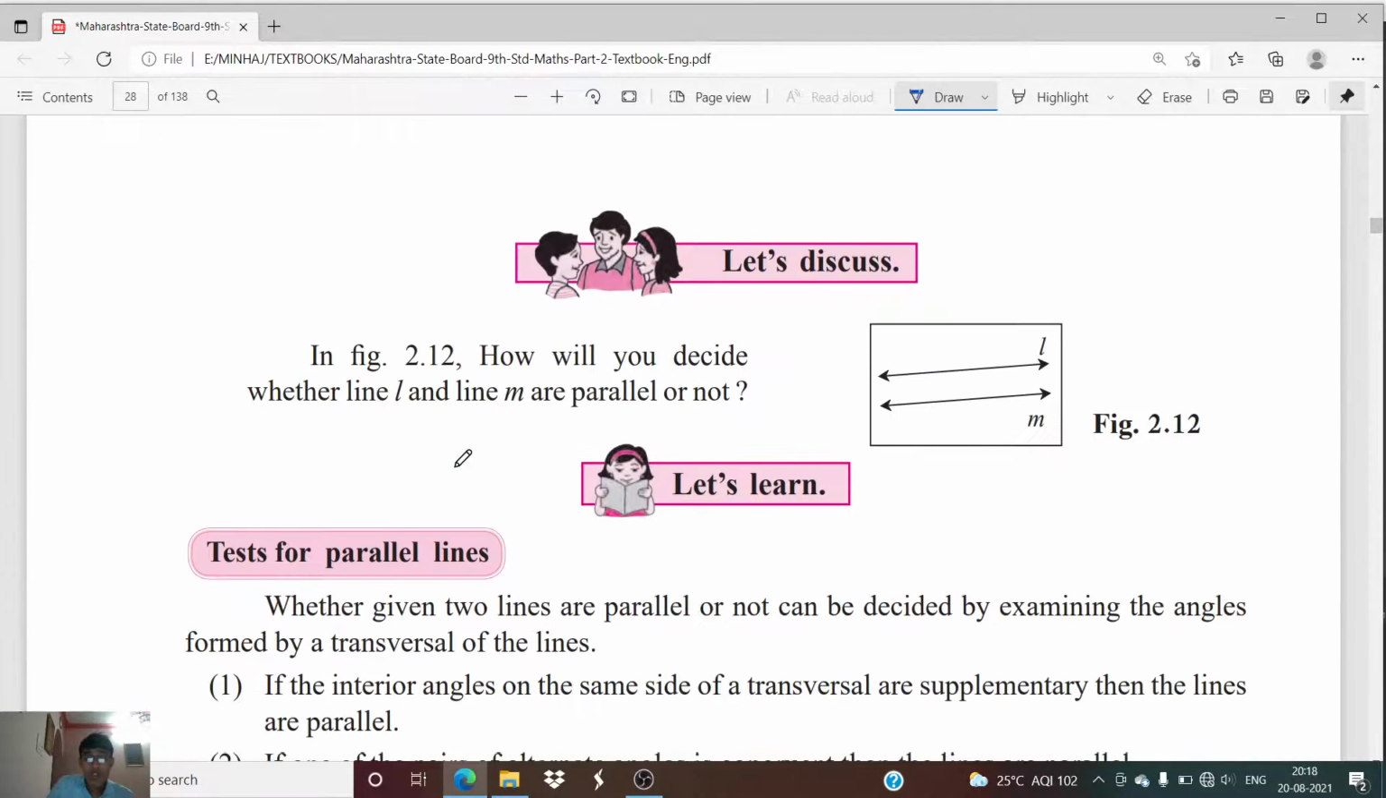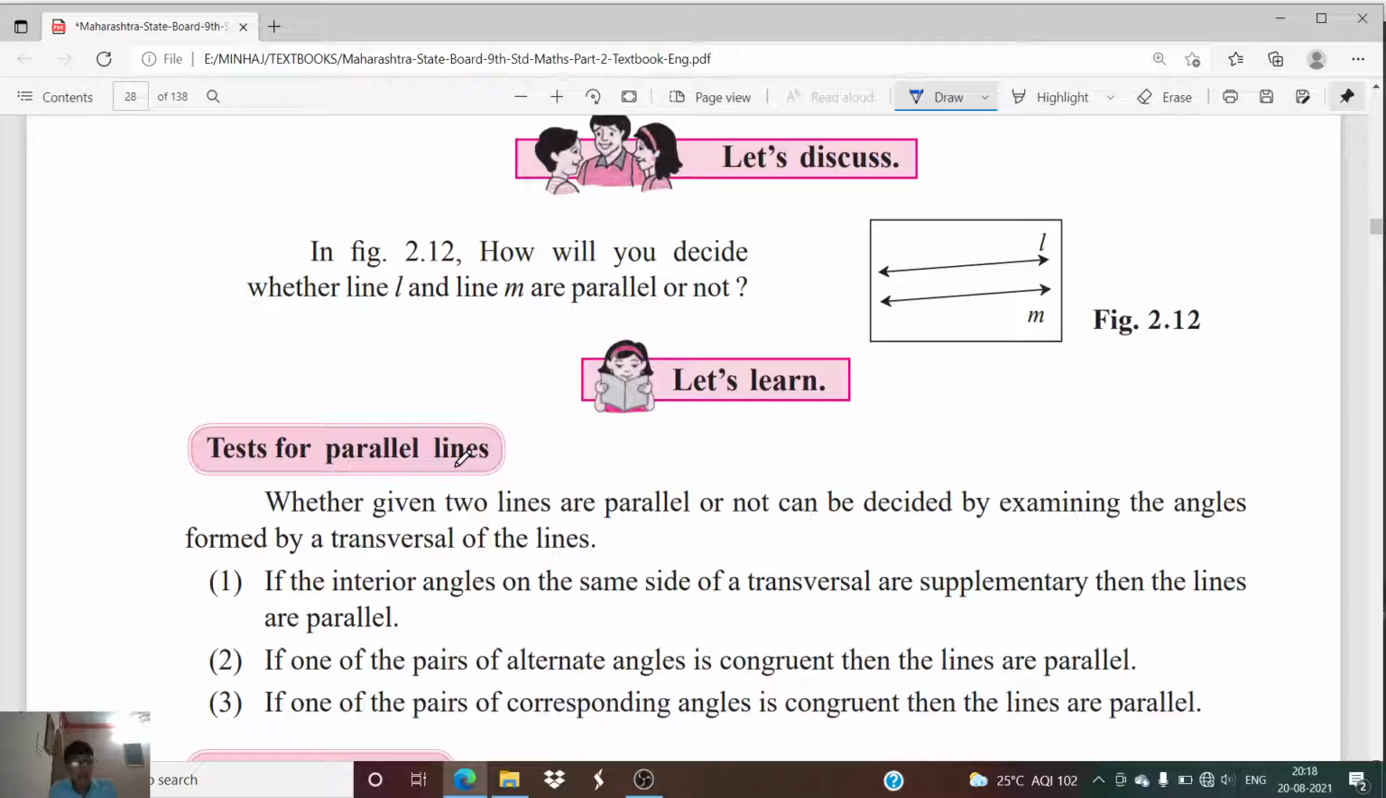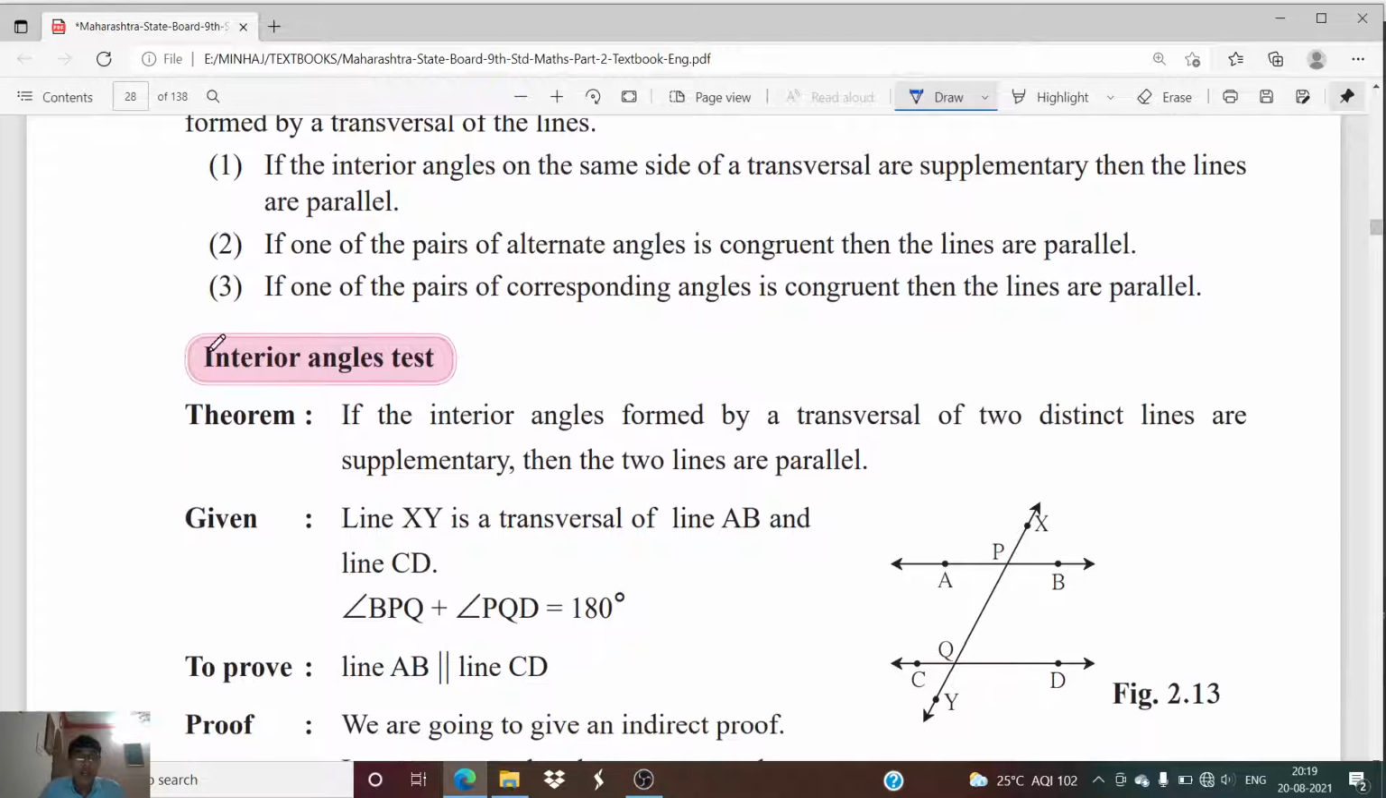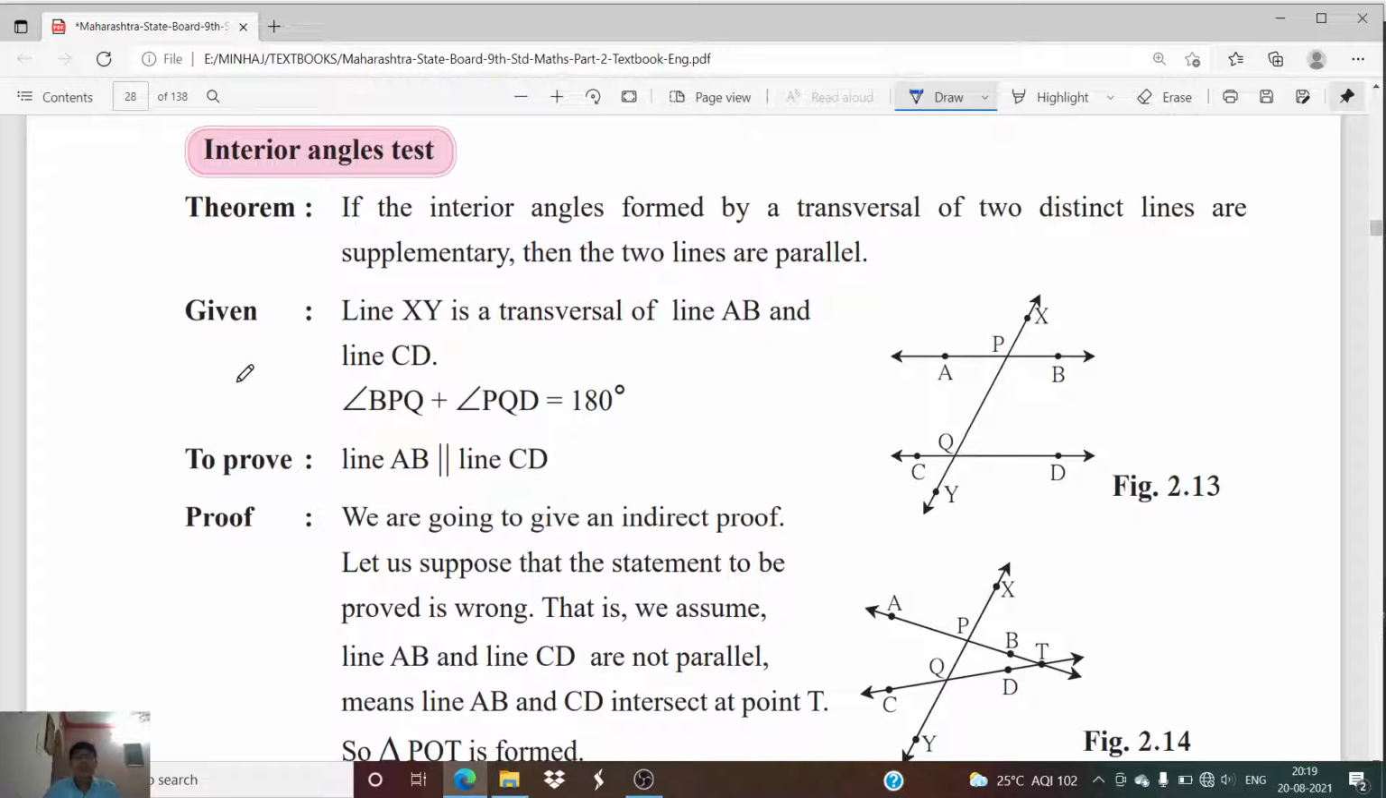Now we will see certain tests of parallel lines. We will see how we can find out whether the given pair of lines are parallel to each other or not. So there are certain tests. We'll start with the very first test, and that test is the interior angles test.